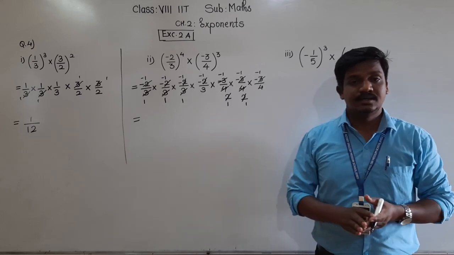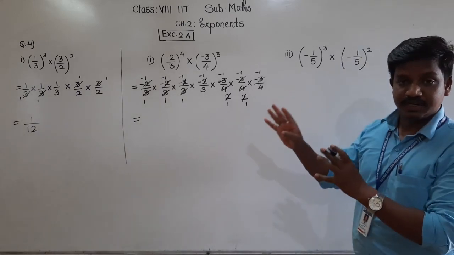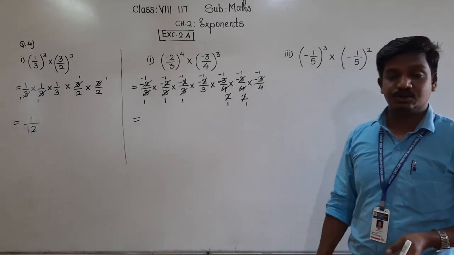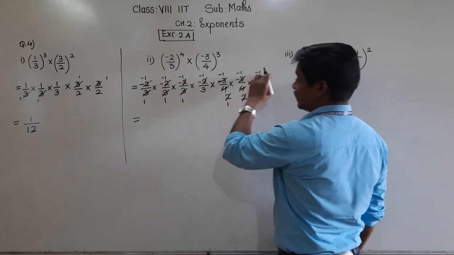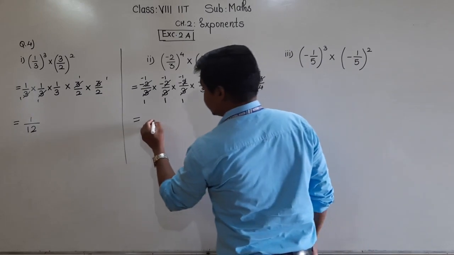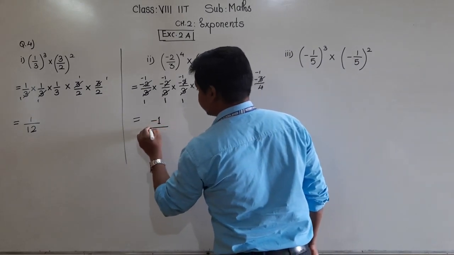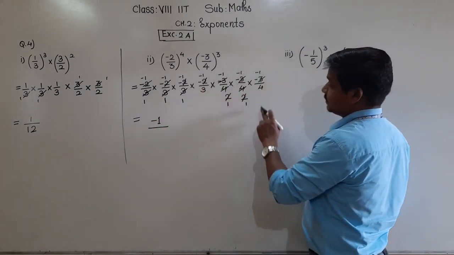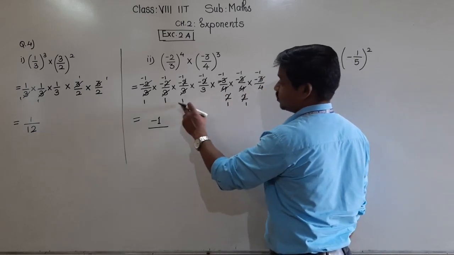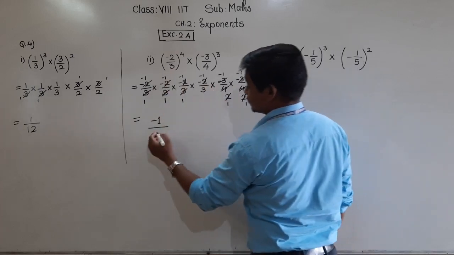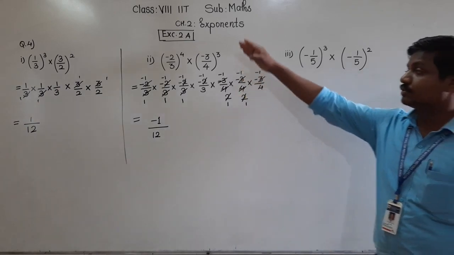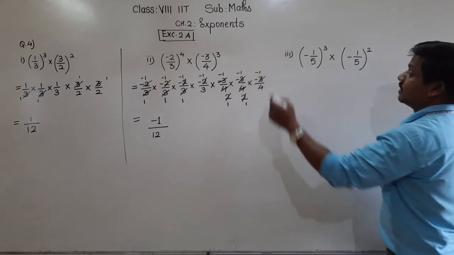What will be the answer? Any power of 1 gives answer 1 only, but it depends on odd or even, whether it is negative or positive. So here -1 is there and its power is 7, which is odd. That's why here -1. We have seen this fact. Okay. And in the denominator we have 3 into 1 into 1 into 4 into 1 into 1 into 3 into 1 into 1 into 1, that is 3 4s are 12. -1/12 is the value of this example. Okay. Third one.